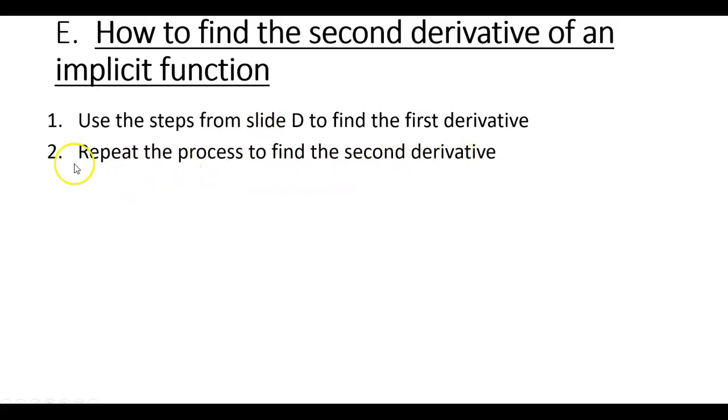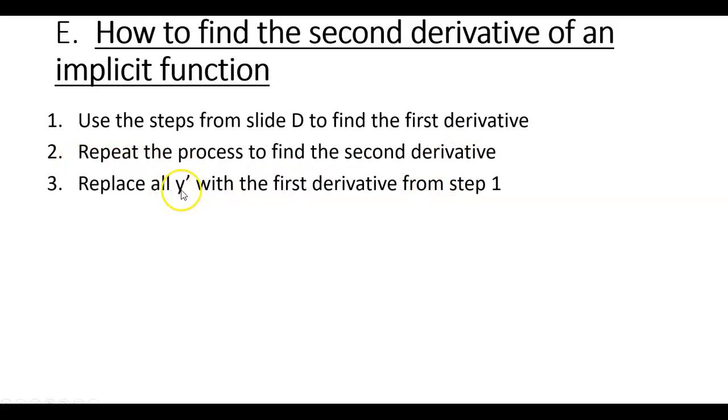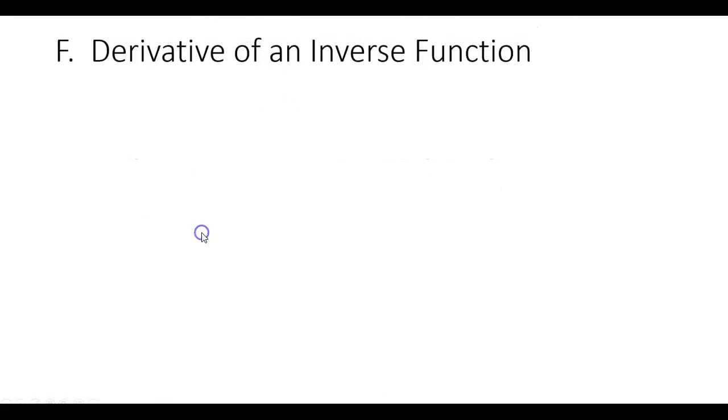But you'll find that in the process of repeating that, you're going to end up with some y primes in the second derivative. And this is where you do have to do something a little bit different. You're going to replace all the y primes with the first derivative from step 1. Okay, so that's how you find a second derivative and simplify it.